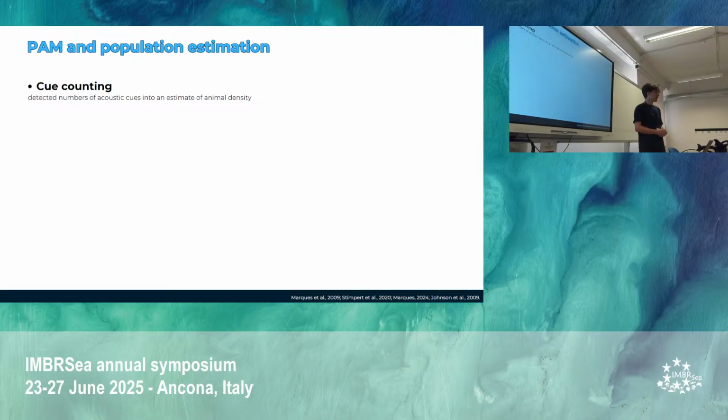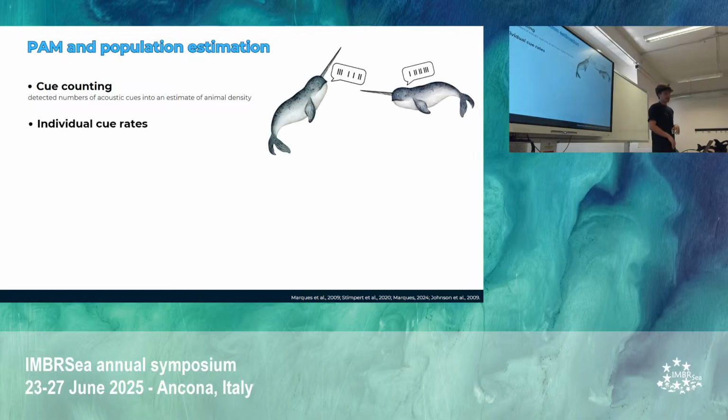And how do we do that? Usually, we use a technique that we call cue counting, where you basically take the detected number of acoustic cues produced by a given species, and you then estimate the whole animal density in the area. But to do that, first we have to know the individual cue rates, which is basically how many sounds one animal would produce in a given time, and then extrapolate that for the whole population.